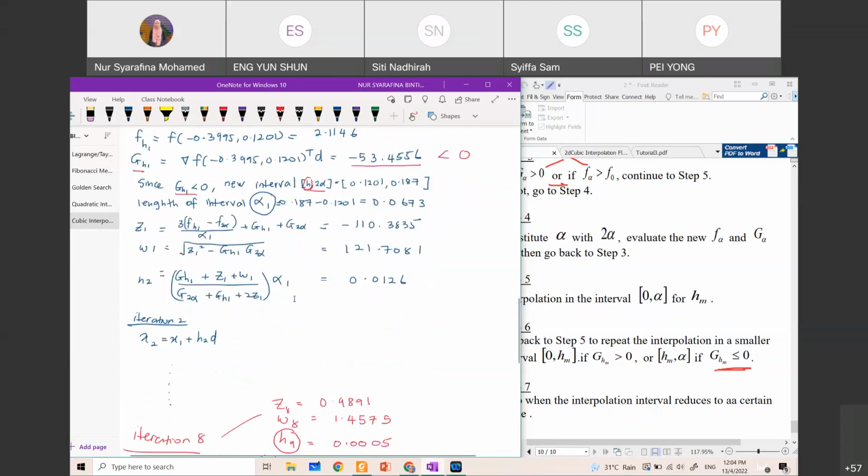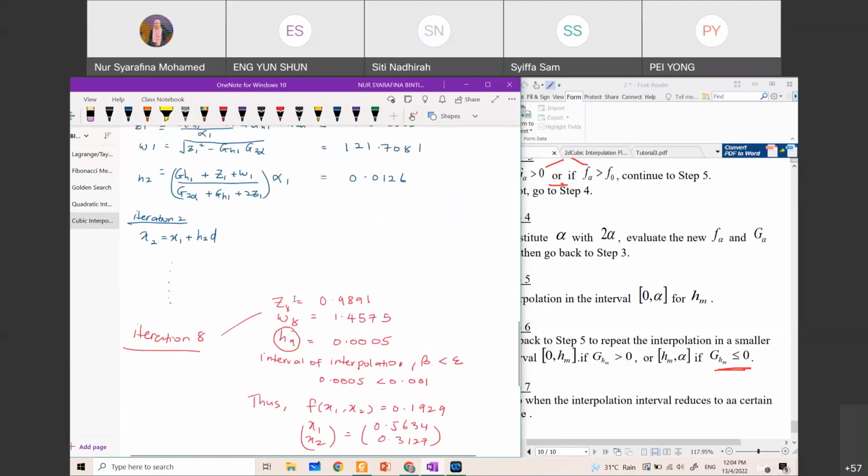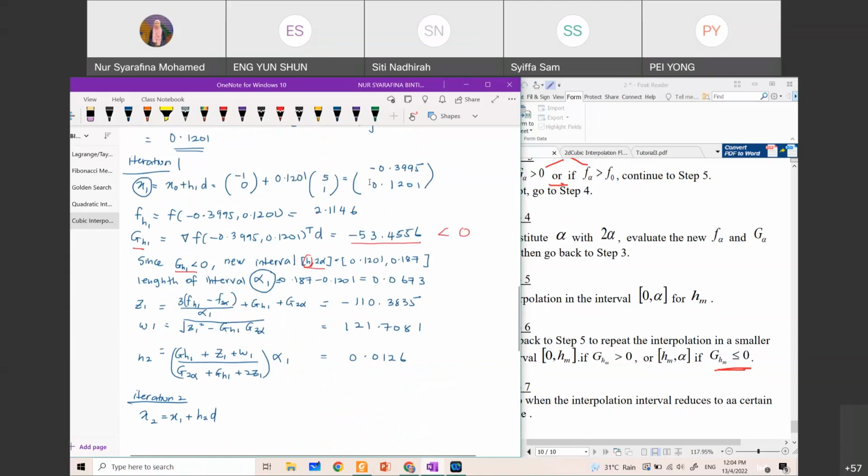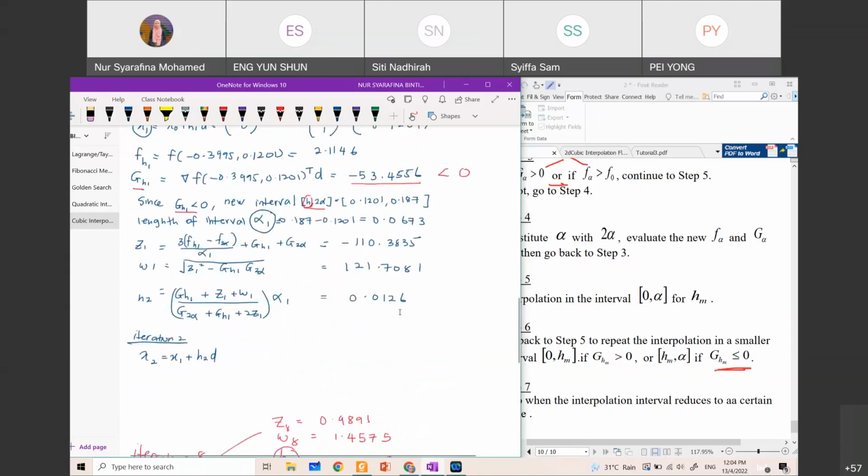Okay, let me show you in iteration 2. In iteration 2, this is how you obtain your new point, x2. Just substitute x1. What is your x1 in the previous? Minus 0.3994. H2 is 0.0126. And D is 51. So your x2 is given by minus 0.3365, 0.1327. Okay. Then you can find your FH2, GH2.